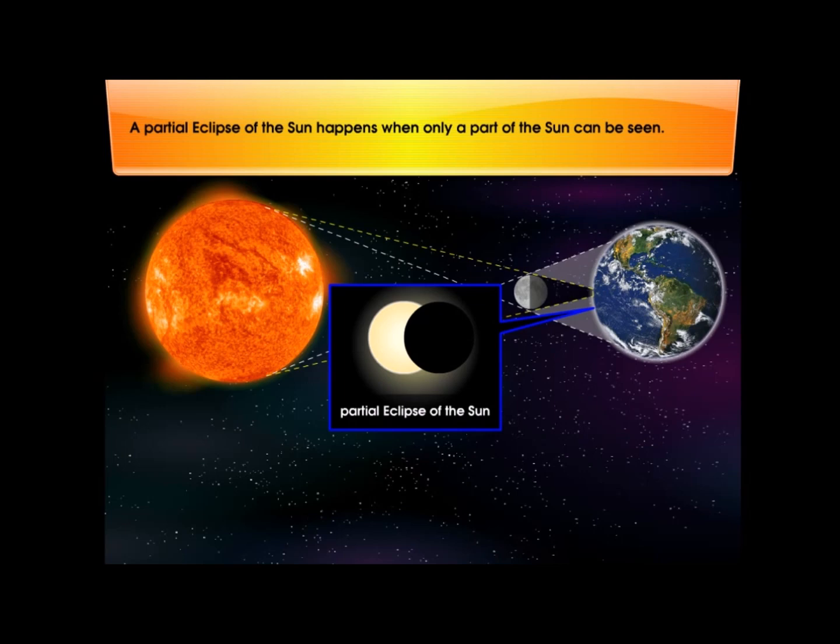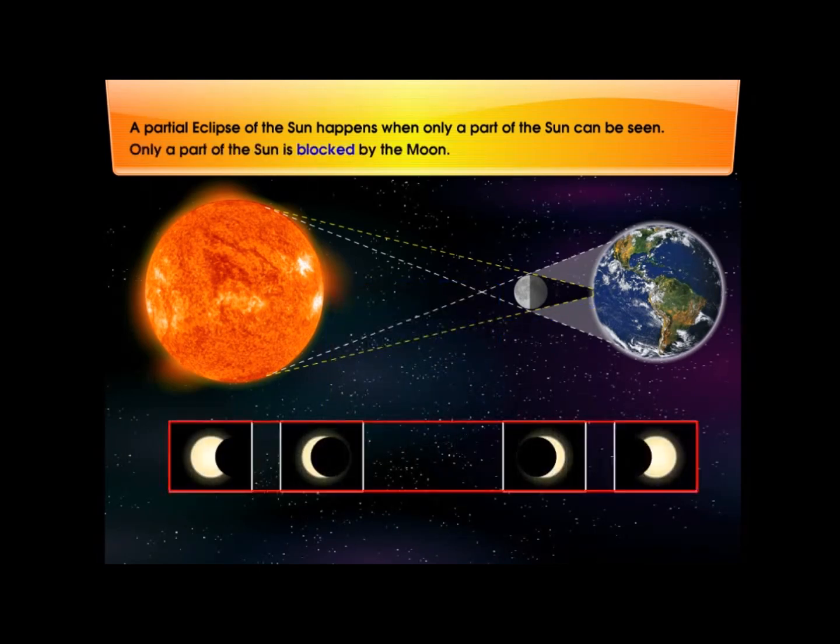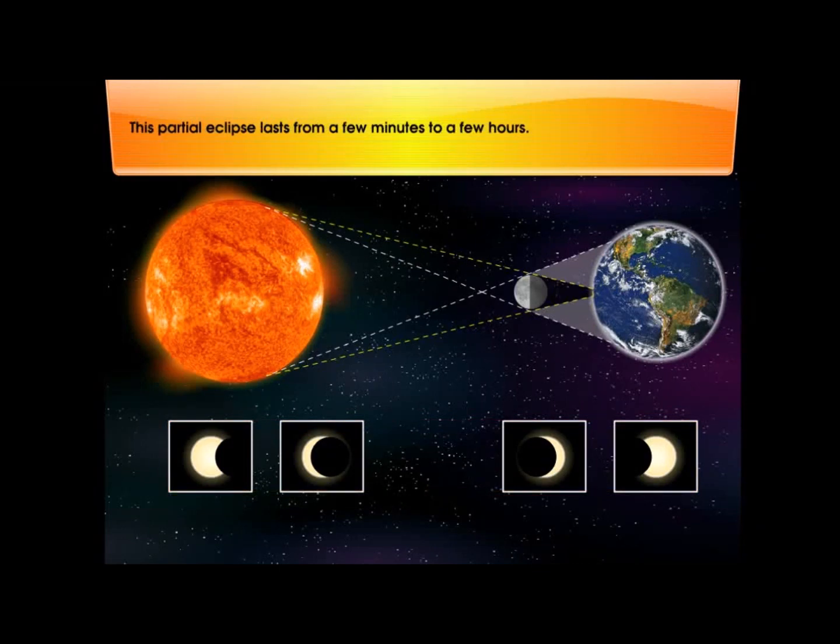A partial eclipse of the sun happens when only a part of the sun can be seen. Only a part of the sun is blocked by the moon. This partial eclipse lasts from a few minutes to a few hours.